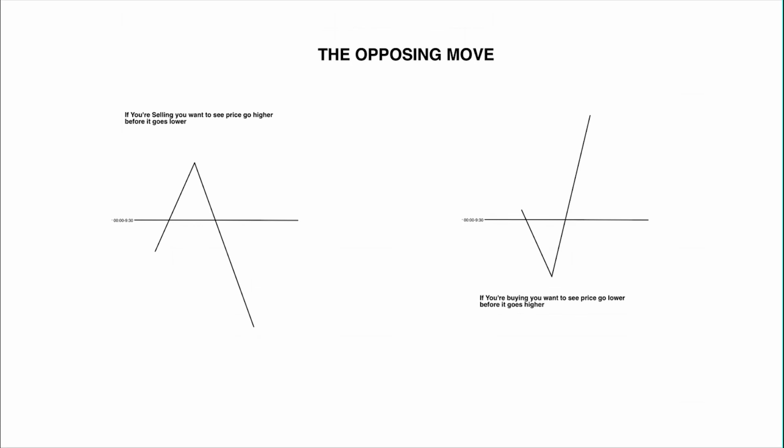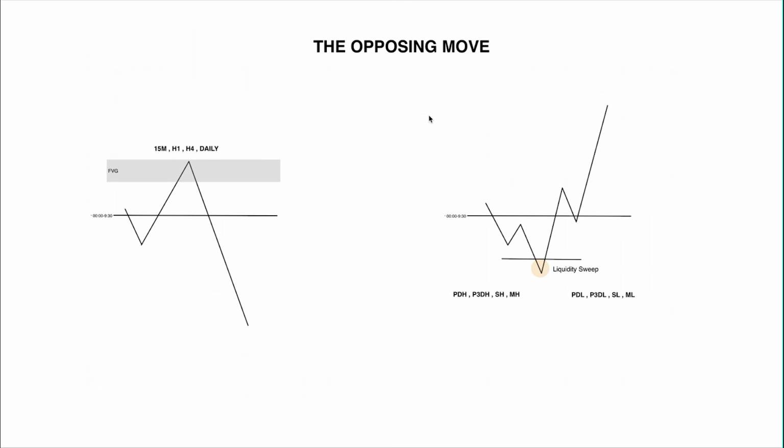If I want to be bearish, I'm essentially saying that I want to see price go higher above the opening price before it goes lower. If I'm bullish, I want to see price give me an opposing move lower below the opening price before actually going higher. Now you might be thinking, well, it's all good to anticipate an opposing move, but where are you anticipating this opposing move to trade to before actually anticipating price to turn around?